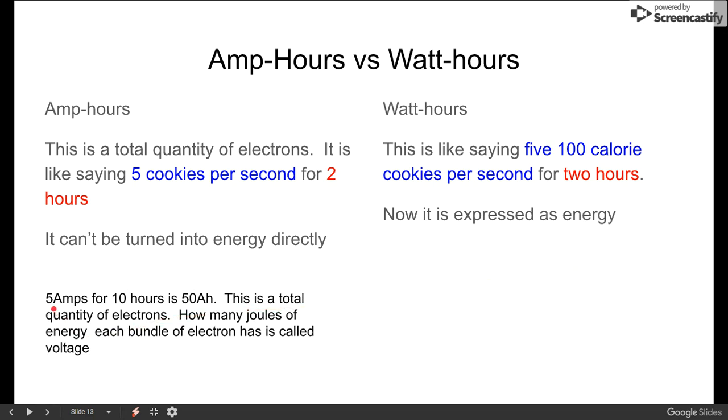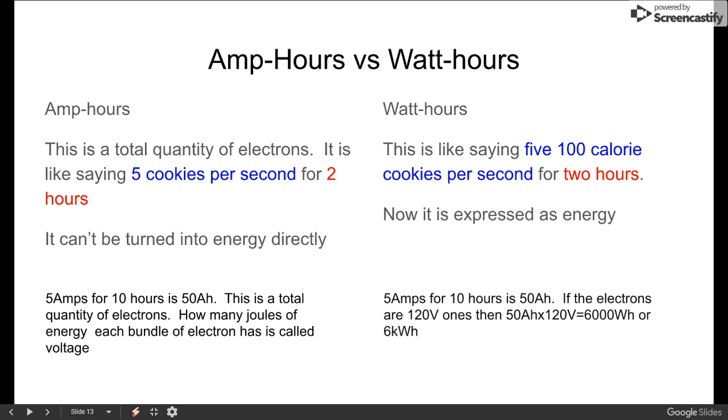If you leave a 5 amp circuit on for 10 hours, you get 50 amp hours of electricity. But you don't know the energy in those electrons. But the same 50 amp hours, if you said they are 120 volt electrons, then this means there's 6,000 watt hours. A volt is like a meter in a sense. So if I say to you this is a 1 volt rock, it means you're dropping it from 1 meter. If I say it's a 100 volt rock, that means you're dropping it from 100 meters.